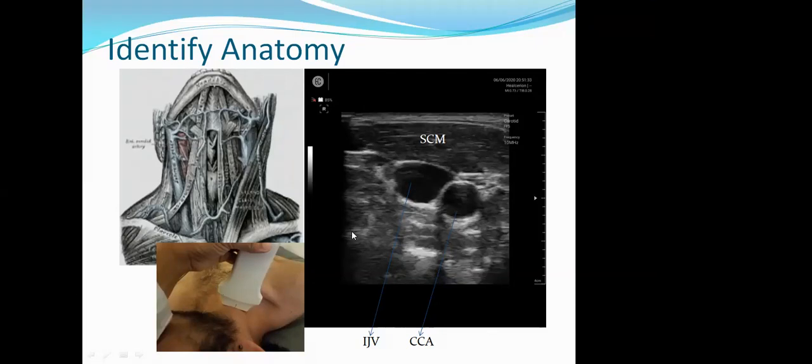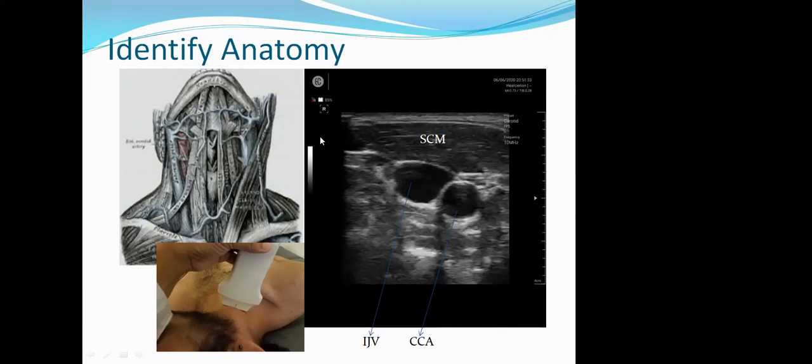Then on the screen, you will also see a marker, and different machines have different symbols for the marker. I'm using a handheld probe, and the marker is here on this side. It is written as right. The marker side on the screen and the marker on the probe should always be on the same side.